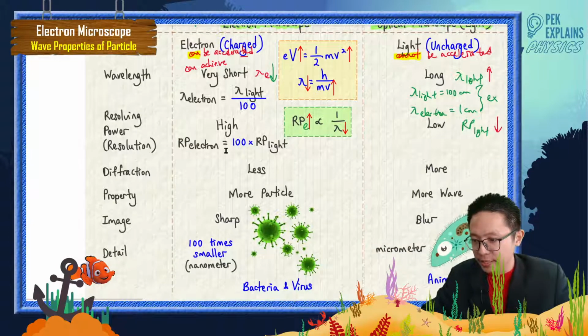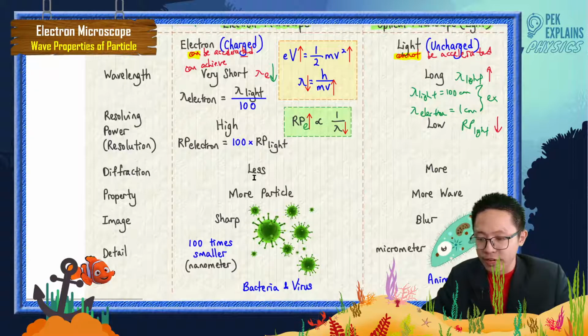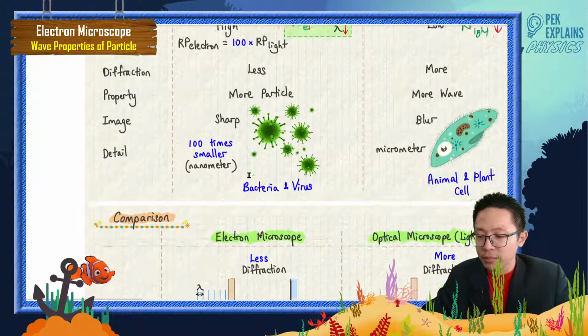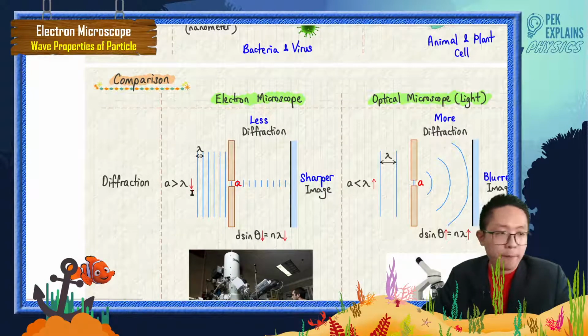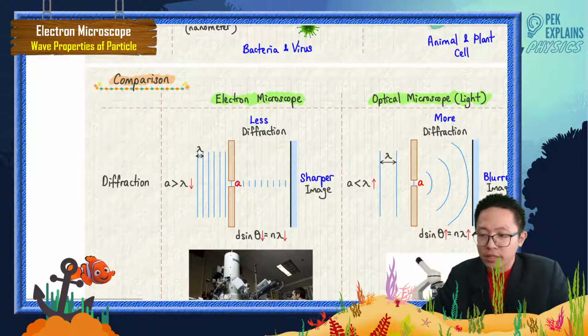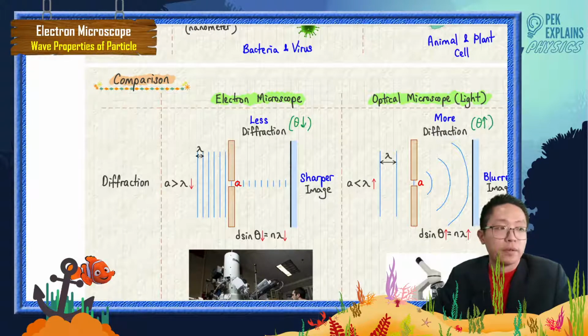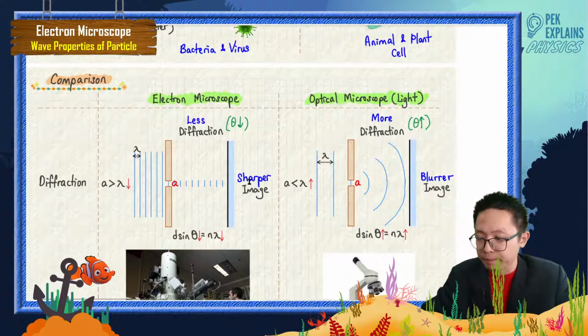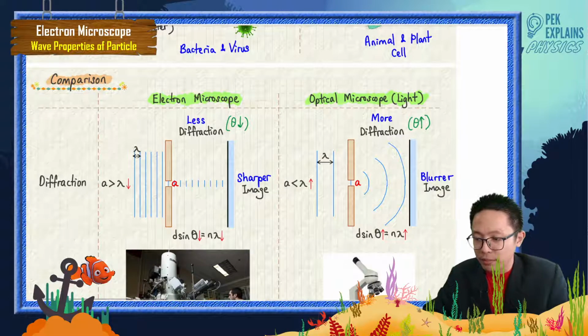As I said, the smaller the wavelength, the less diffraction, and the sharper the image, like this one. The shorter the wavelength, the smaller the angle theta. Theta is actually the diffraction. The smaller the theta, the less diffraction; the larger the theta, the more diffraction. So with a small wavelength and less diffraction, you end up with a very sharp image.